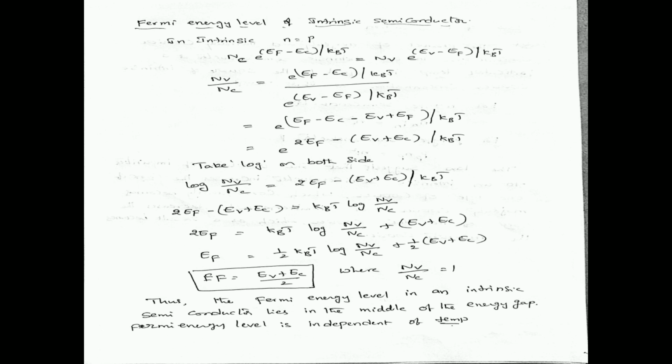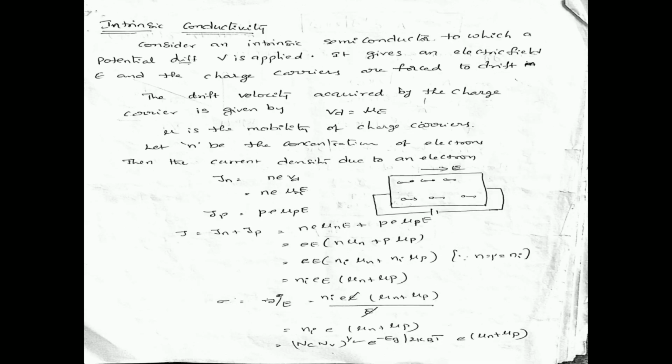Next we go to intrinsic conductivity. In an intrinsic semiconductor, how does the conductivity appear? So in this we take an intrinsic semiconductor to which a potential difference V is applied. We apply the potential difference V, it gives an electric field E, and due to that field the charge carriers are forced to drift.